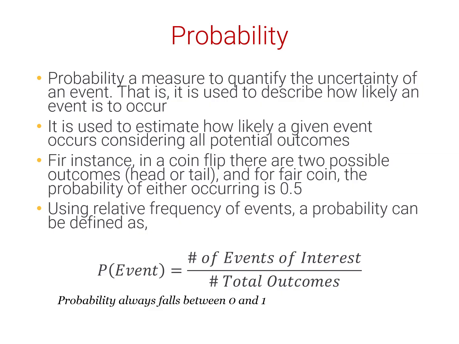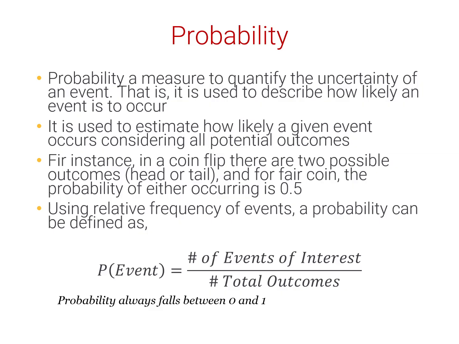an event occurring. To illustrate this concept, let's consider a simple example, flipping a fair coin. In this scenario, there are two possible outcomes, heads or tails. Since the coin is fair, meaning it has an equal chance of landing on either side, the probability of getting heads or tails is 0.5 or 50%. This means that if we flip the coin a large number of times, we expect it to land on heads roughly half the time and on tails the other half.